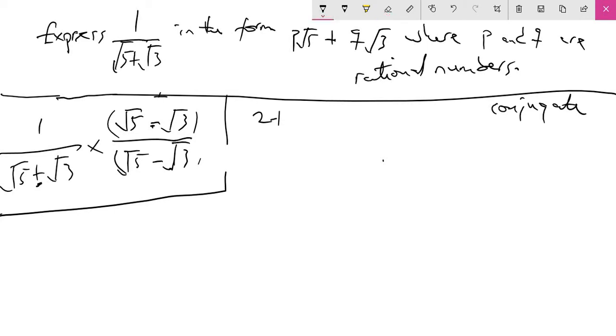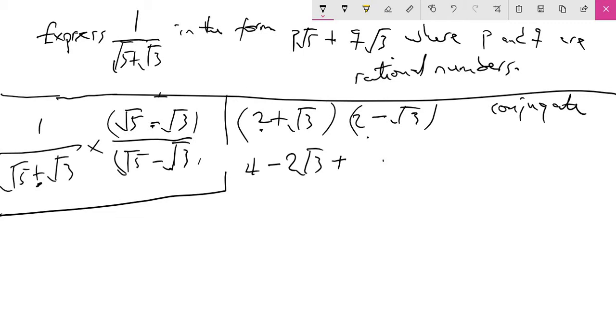So let's say we have (2 plus root 3) times (2 minus root 3). We expand by foiling. 2 times 2 gives 4. 2 times minus root 3, so we have minus 2 root 3. Root 3 times 2 gives plus 2 root 3. And then minus root 3 times root 3 gives minus 3. Now you realize that this cancels out, so that 4 minus 3 is equal to 1.